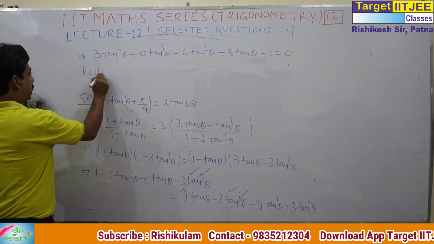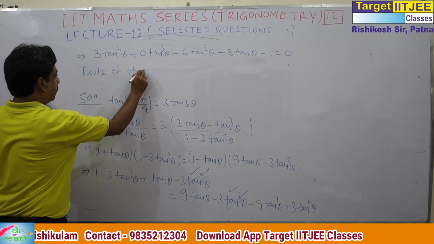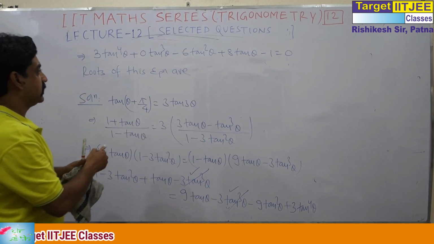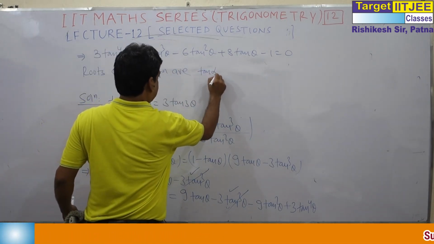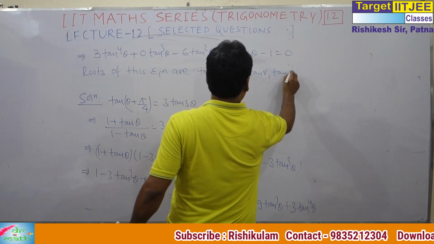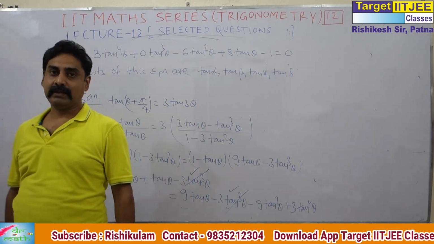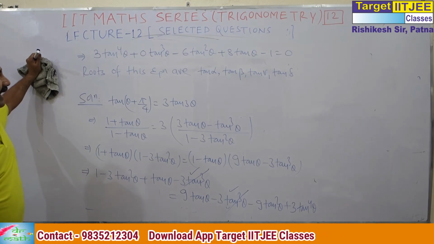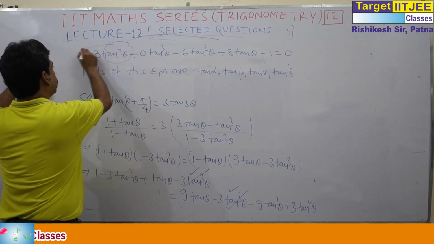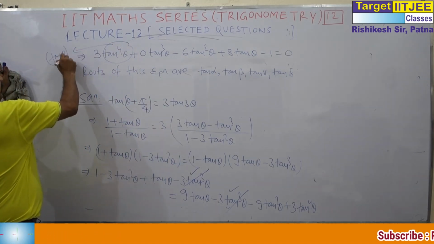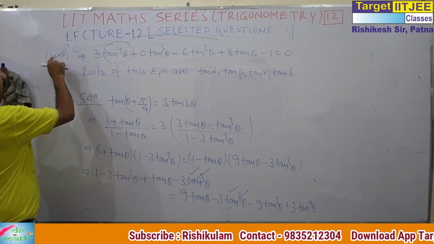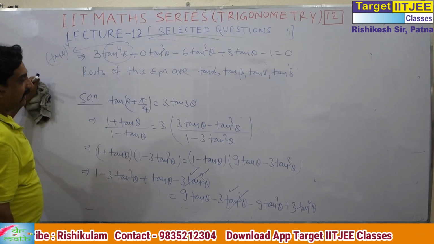Roots of this equation are tan alpha, tan beta, tan gamma, tan delta. Have we got it? Actually, the values of theta are alpha, beta, gamma, delta. But this is a quartic equation in tan theta, tan theta to the power 4. So one root is tan alpha, another is tan beta, next is tan gamma, and final one is tan delta.